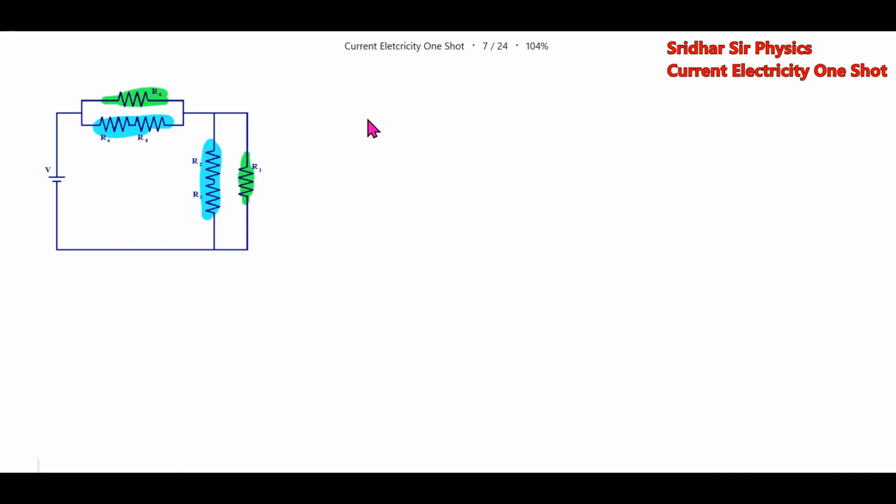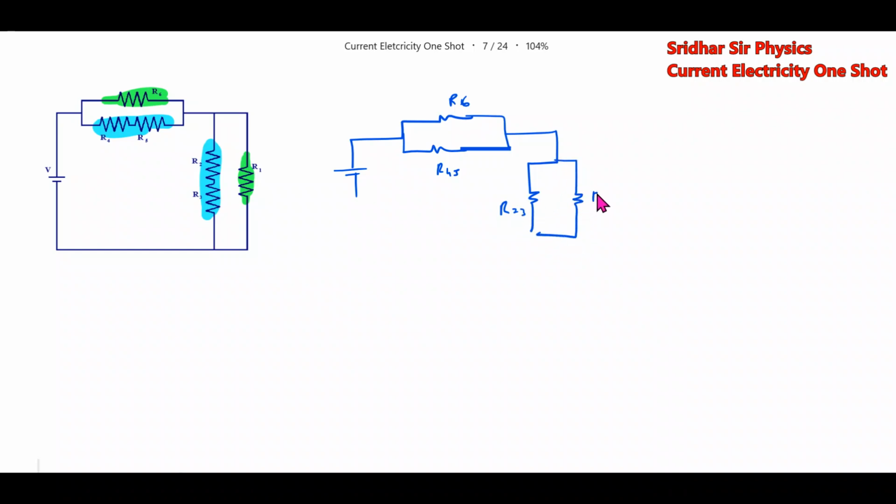The total circuit we can show like this. R6, R4, 5. Here R2, 3, R1. So now these two are parallel, these two effective in series. So like this we should simplify.